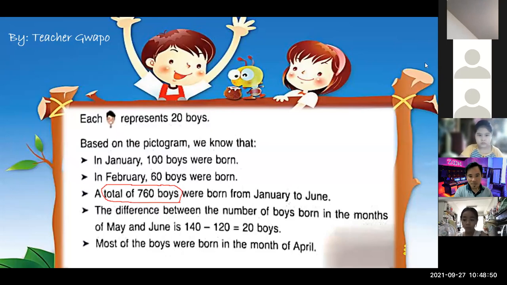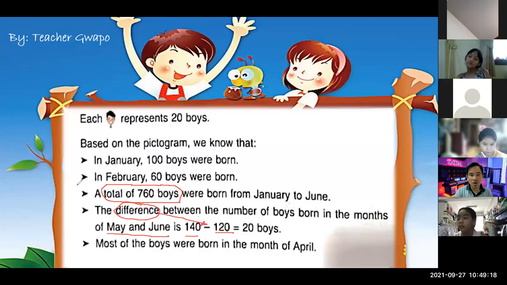Now here, what is the difference, the number of boys born in the month of May and June? In May, there are 140. In June, there are 120. When we say difference, if you see this word, difference, you have to use the minus sign. If you see the word total, you have to use plus. Don't forget this one. Total, use plus. If difference, use minus. Okay, now you know it already.